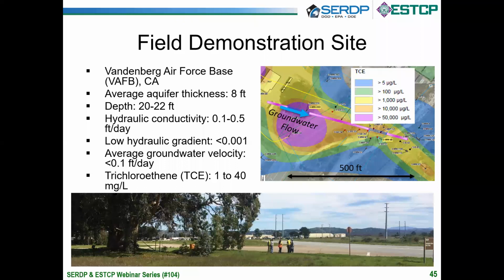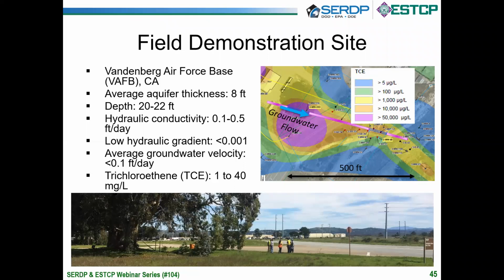So the field demonstration site that was selected was what's known as Site 3 at Vandenberg Air Force Base in Central California. The aquifer thickness is about 8 feet at a depth of 20 to 22 feet, so relatively thin and relatively shallow, and the average hydraulic conductivity is about 1/10 to half a foot per day, so low to moderate hydraulic conductivity with a low ambient hydraulic gradient. So it's sort of an idealized site to demonstrate and validate the technology. This is the first full-scale field application of this technology. Average groundwater velocity was less than about a foot per day.